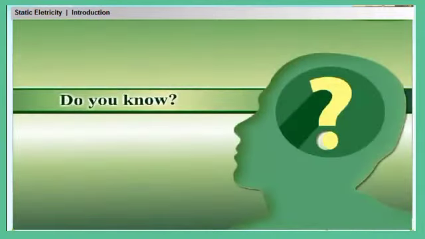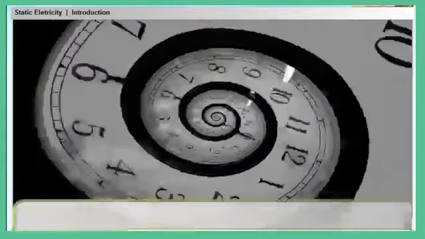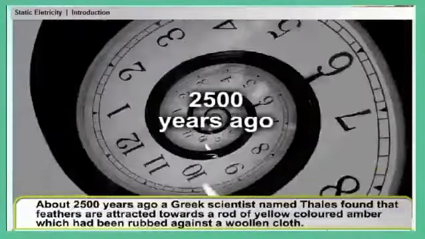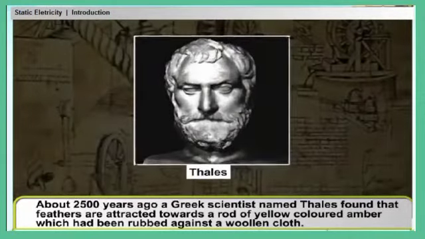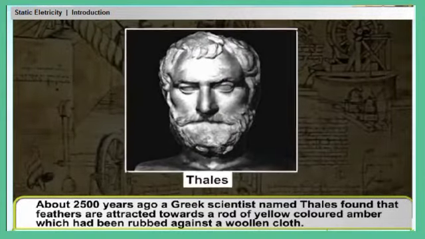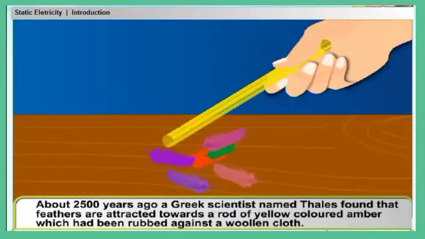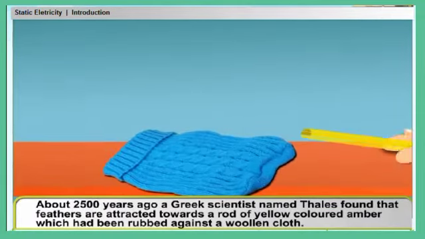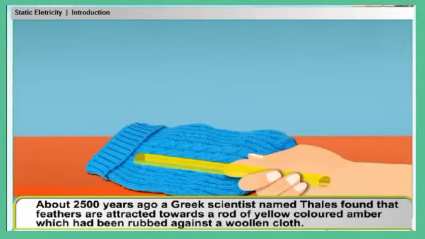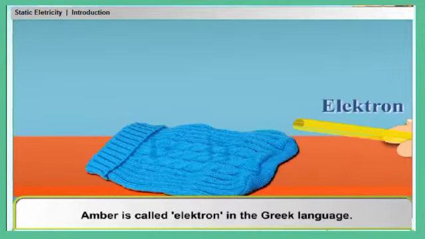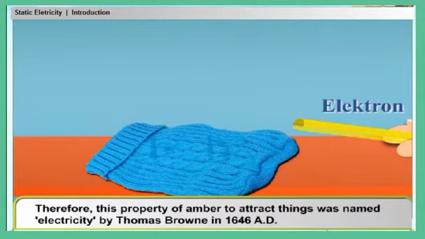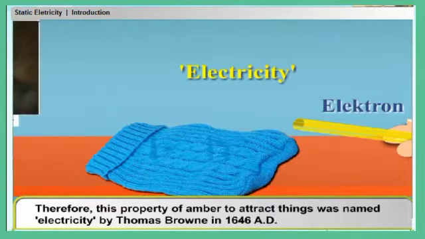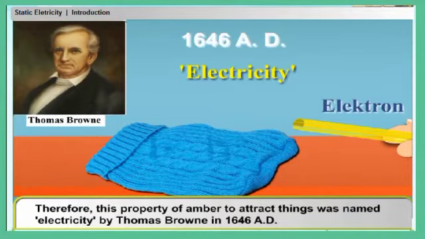Do you know? About 2,500 years ago, a Greek scientist named Thales found that feathers are attracted towards a rod of yellow-colored amber, which had been rubbed against a woolen cloth. Amber is called electron in the Greek language. Therefore, this property of amber to attract things was named electricity by Thomas Brown in 1646 AD.